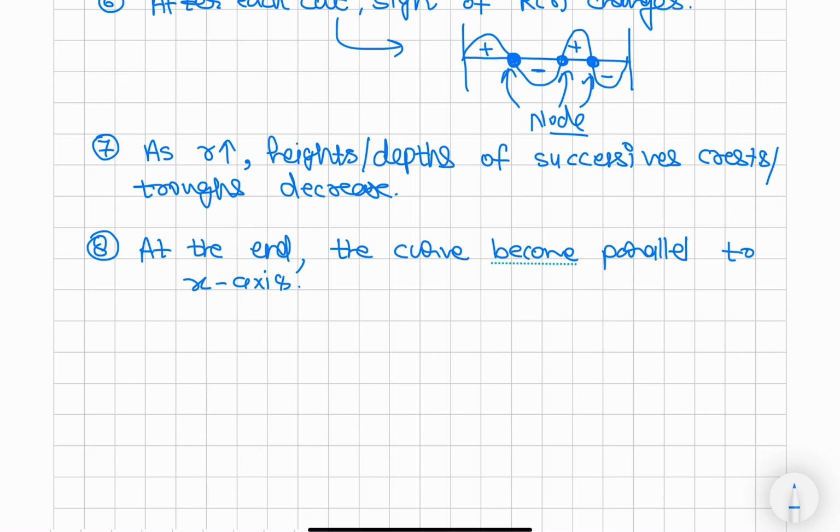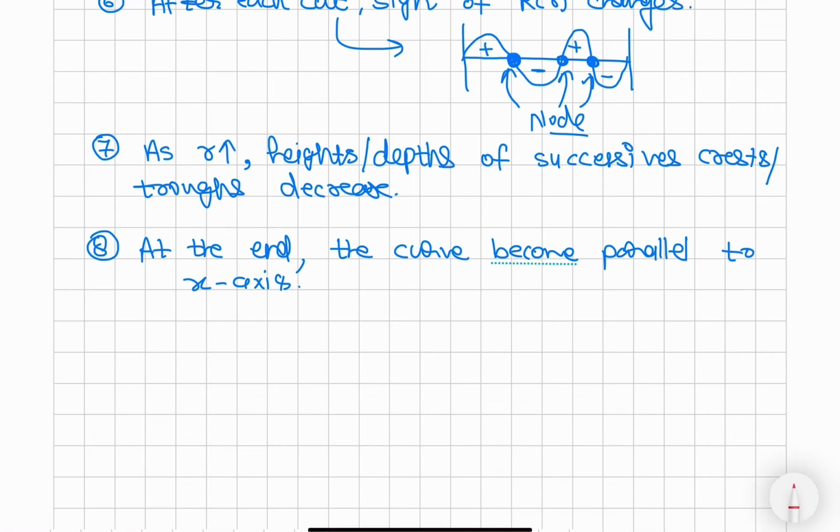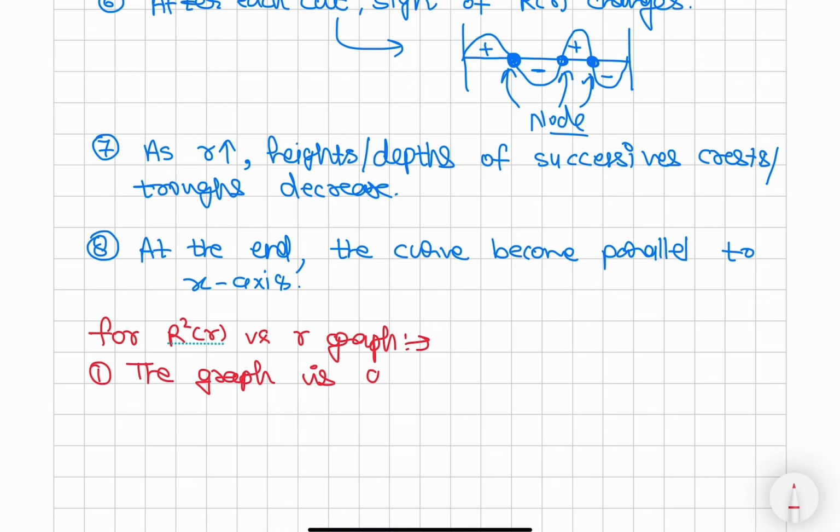And simultaneously with the graph for R(r) versus r, we can also draw the graph of R square(r) versus r. For the R square versus r graph, only some points will be required, meaning the graph is always positive. The graph is always positive because here there is a square, and the square of any value, whatever it is, negative or positive, is always positive.